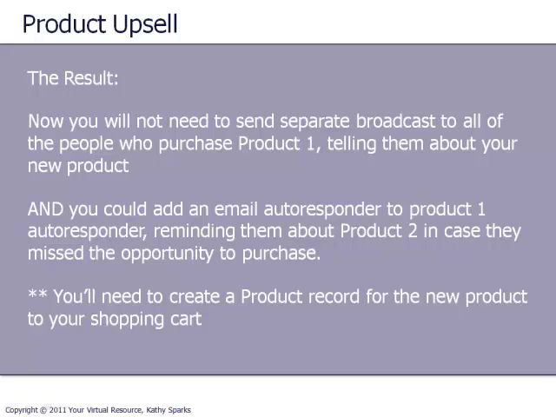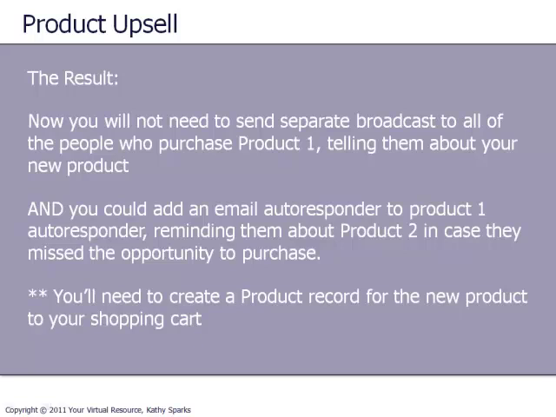Now you will not need to send separate broadcasts to all of the people who purchased product 1, telling them about your new product. And you could add an email autoresponder to product 1 autoresponder, reminding them that product 2 is available in case they missed the opportunity to purchase it. You'll need to create a product record for the new product in your shopping cart.